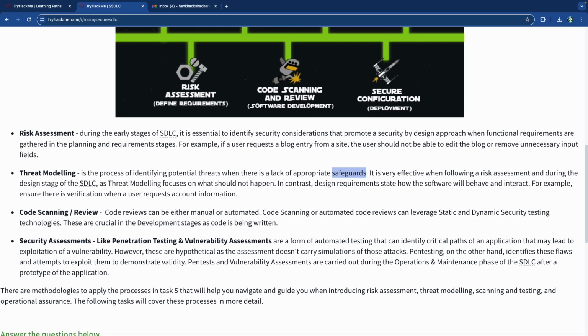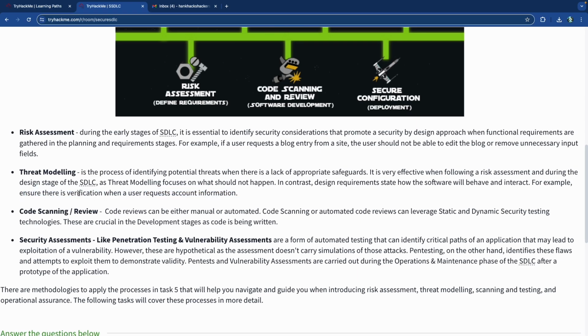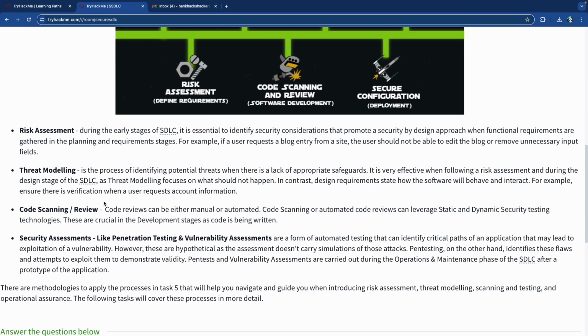And during the design stage of SDLC, threat modeling focuses on what should not happen. In contrast to that, design requirements state how the software would behave and interact. So, for example, ensuring that there's a verification when a user requests their account information. So verifying that the user is who they are. And that's just a simple thing that we do all the time when we're checking our bank accounts or anything like that. But you don't really think about what had to be done to test those things.